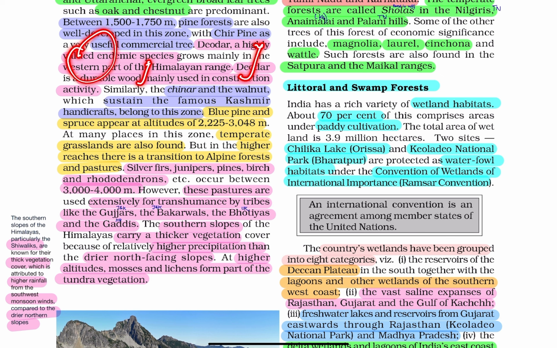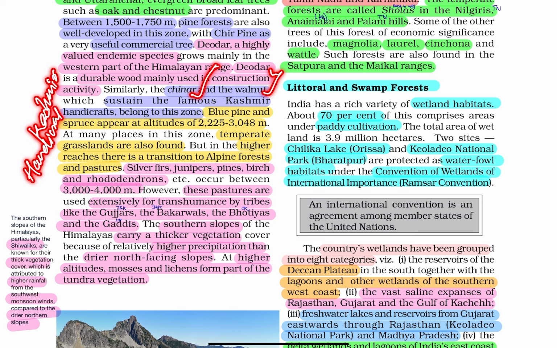Then we have other examples like chinar and walnut. Walnut, you must have read in the GI tags also, sustains the famous Kashmir handicrafts. This also belongs to this zone. What have we read? Deodar, chinar and walnut, all of them in the western range of the Himalayas.